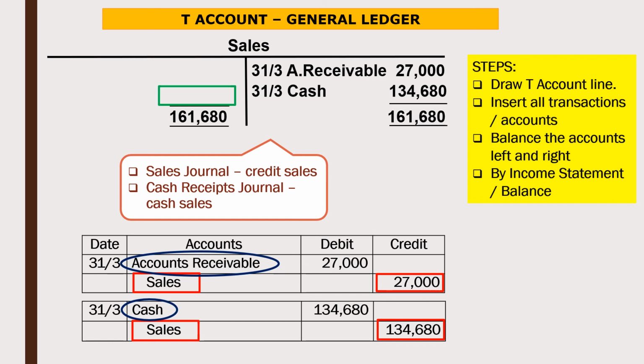And the last step is to write down by income statement or balance. On 31st March, by income statement or balance amounting to 161,680. That is the missing figure. You can see that for nominal accounts, there is no balance brought forward and there is no balance carry forward.